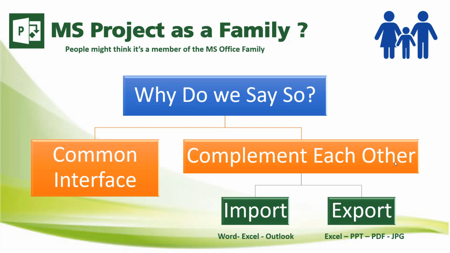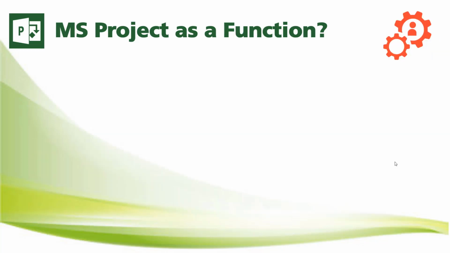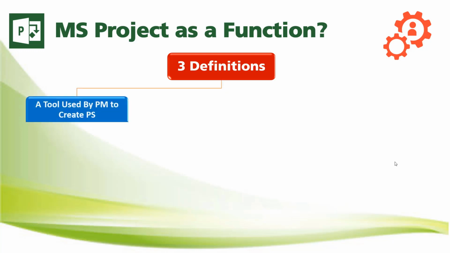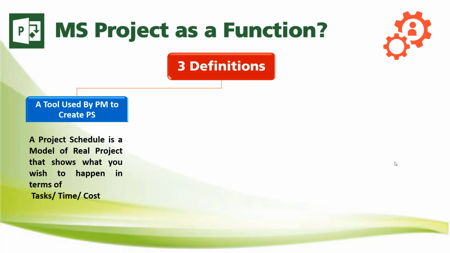I talked about Microsoft Project as a family. So what about Microsoft Project as a function? We have three definitions that look at a project from three different perspectives, and the three definitions complement each other, by the way. The first definition says Microsoft Project is simply a tool used by project managers to create a project schedule. What is a project schedule? It's a model of a real project: what you think will happen, what you wish to happen, in terms of tasks, time, and cost.